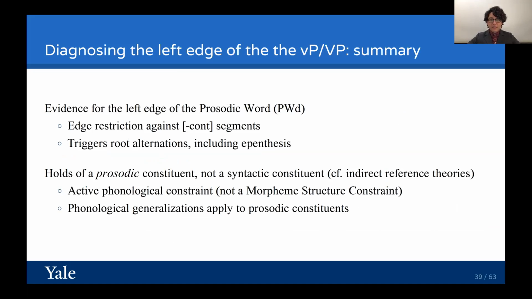Namely, there's an edge restriction against non-continuant segments, and it is phonologically active in that it triggers root alternations, including this epenthesis case, which is the one that I've been showing you throughout the talk. So I take this as evidence that this constraint does hold of a prosodic constituent and not a syntactic constituent, because it seems to be active. So it's not simply a morpheme structure constraint. It's not simply a static generalization that holds because of some historical accident. It interacts with the phonology in a particular way. And so following many indirect reference theories, I'll assume that these phonological generalizations and phonological processes only apply to prosodic constituents.